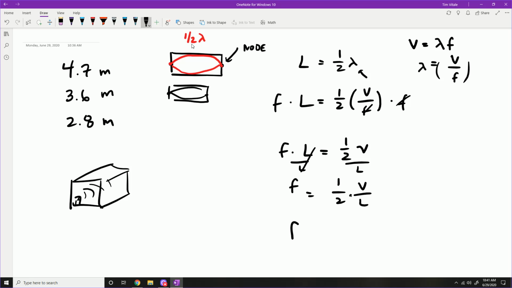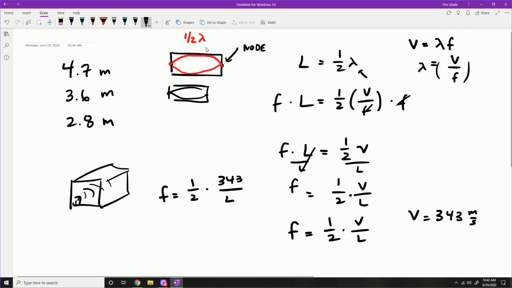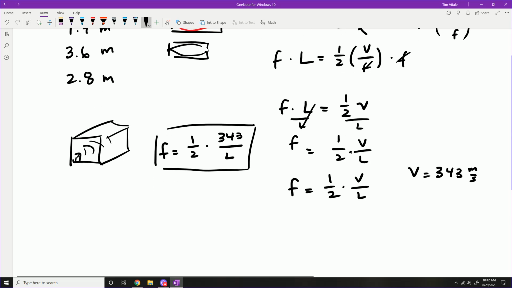Let me rewrite that down here. Frequency is equal to 1/2 times the speed divided by the length of the pipe. The speed of sound is given in the textbook as 343 meters per second. That's the speed of sound in air at normal temperatures. So the frequency is equal to 1/2 times 343 divided by the length. This equation we can use for all three lengths. We just plug in each length and solve for the frequency each time. So let's go ahead and do that.